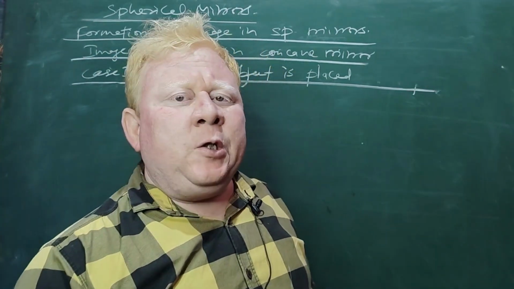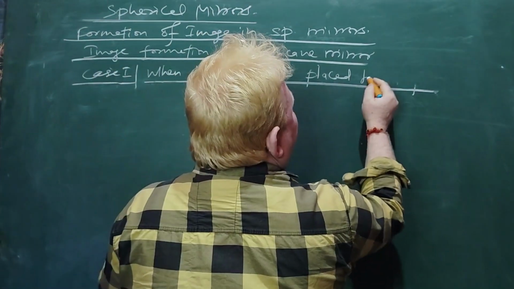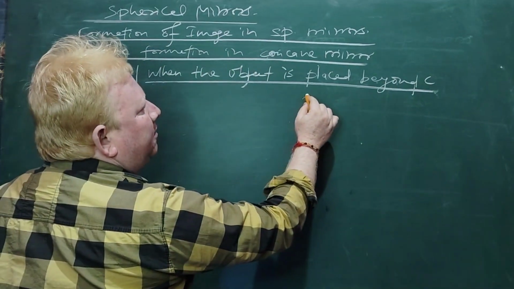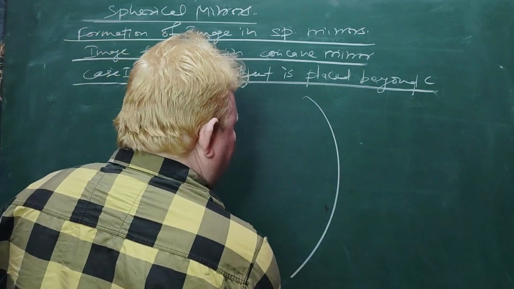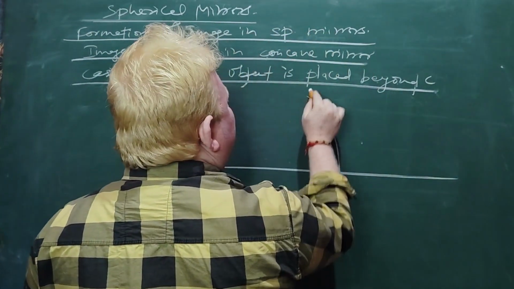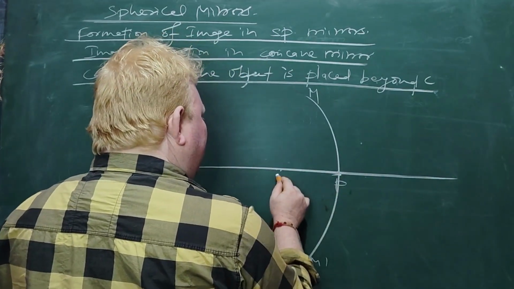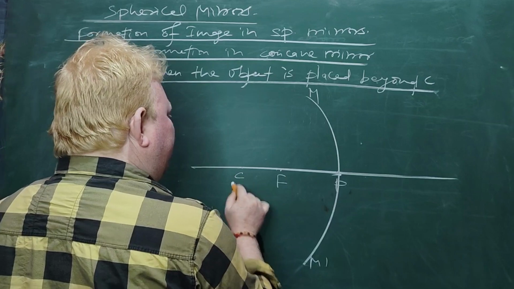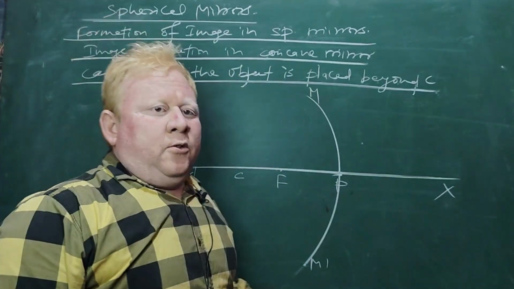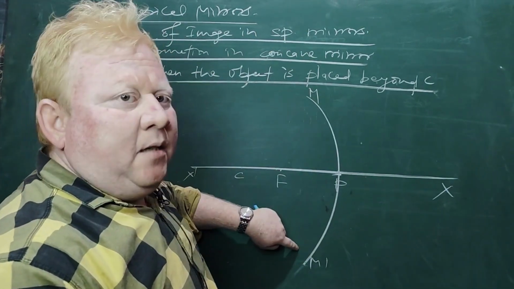So case 2 is when the object is placed beyond C, right? So when the object is placed beyond C, we have a concave mirror like this. This is MM dash, this is pole P, focus F, center of curvature C, and principal axis XX dash. So let me consider that a concave mirror is there. MM dash is the concave mirror.